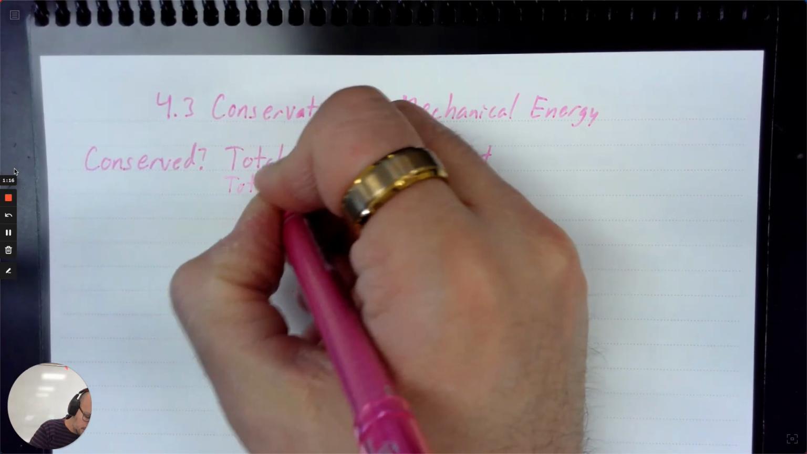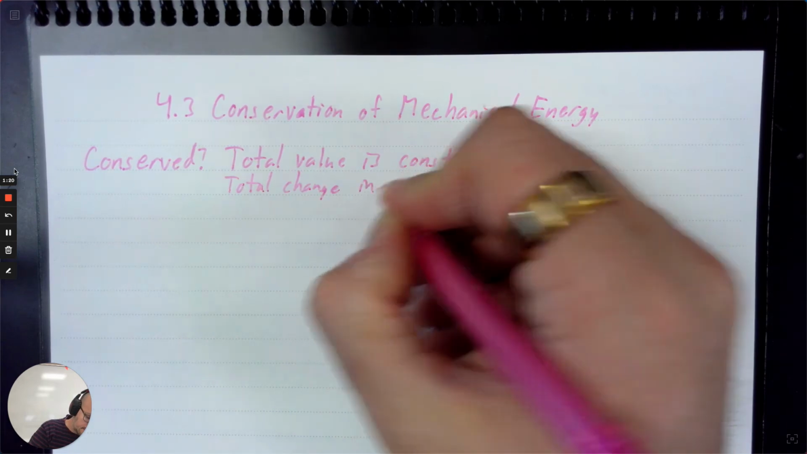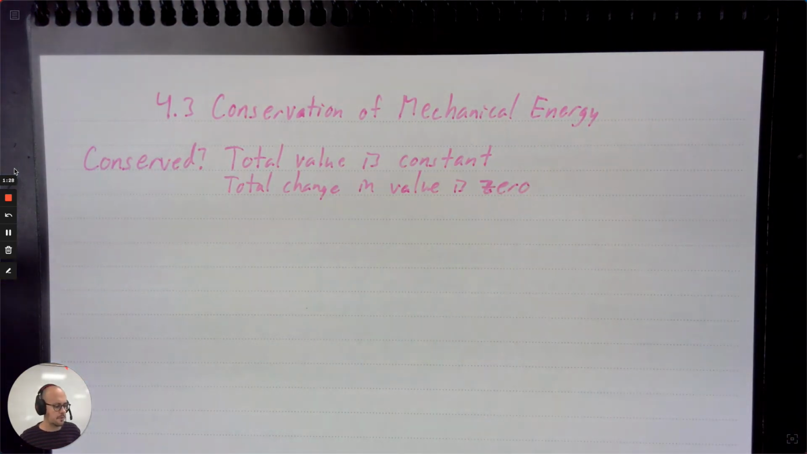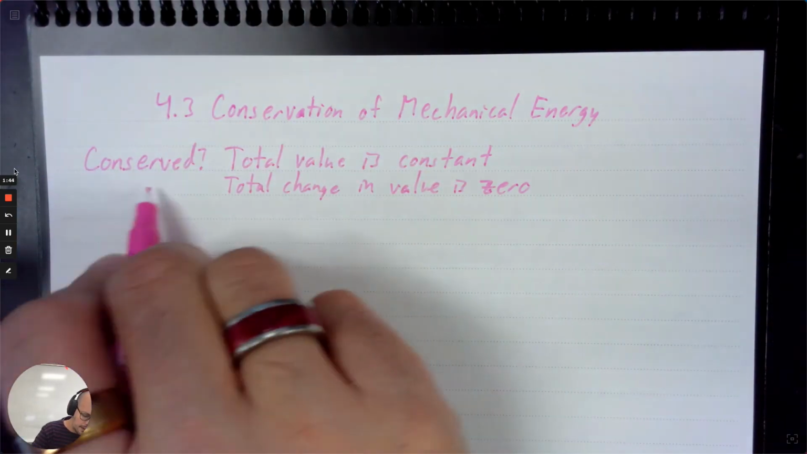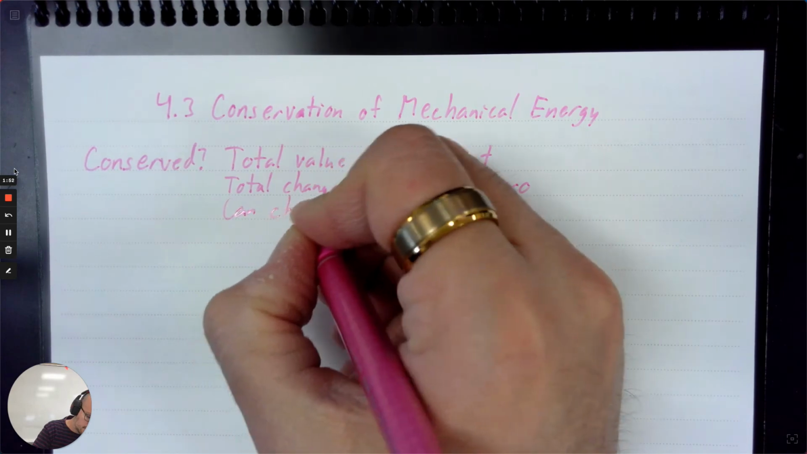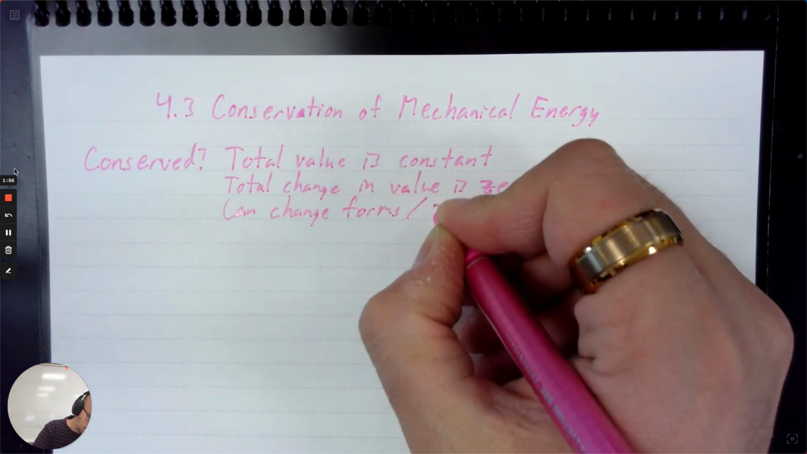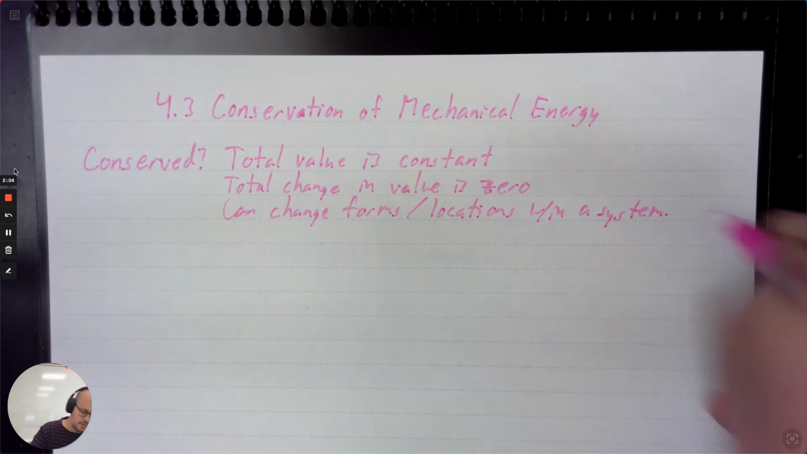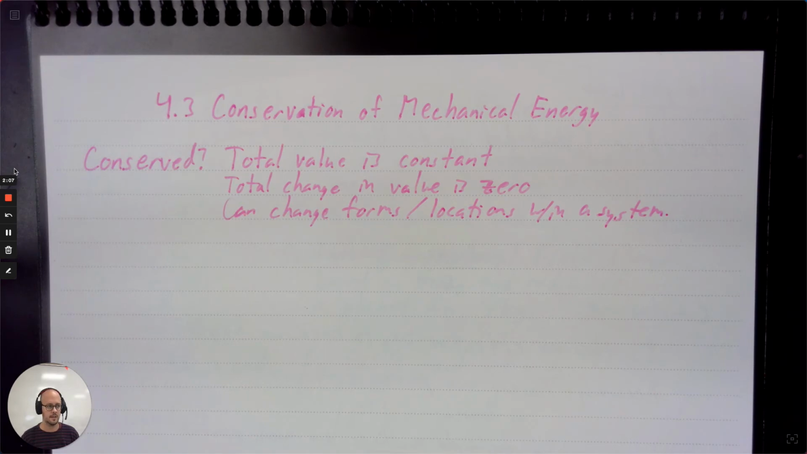The total change in value is 0. That leaves room for saying that there can be an increase in this thing and a decrease, but there always has to be a simultaneous increase and decrease so that the total change is 0. The final thing is that the thing can change forms or locations within a system. To say something is conserved is basically saying it can't really leave; however much of that thing you have, you're stuck with it. The total value of that thing is constant.